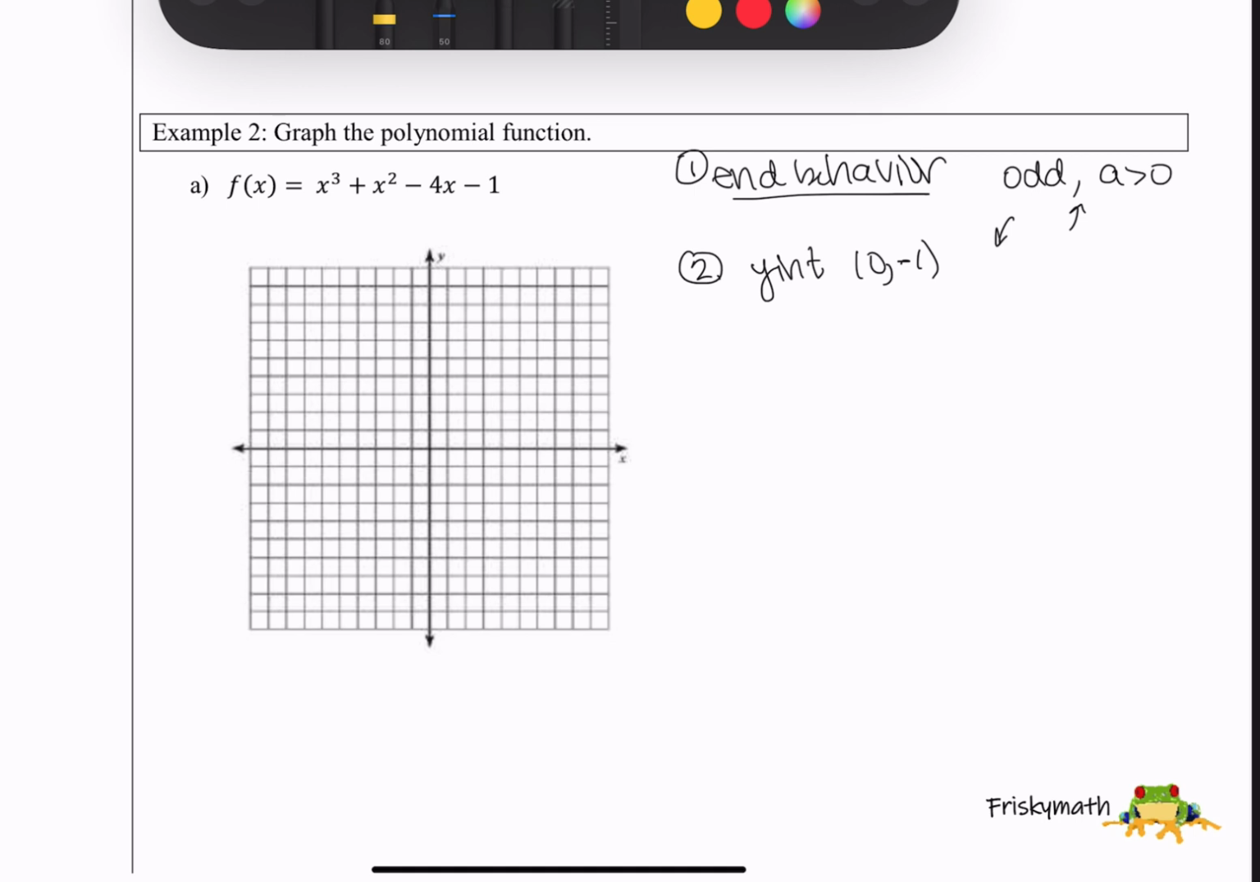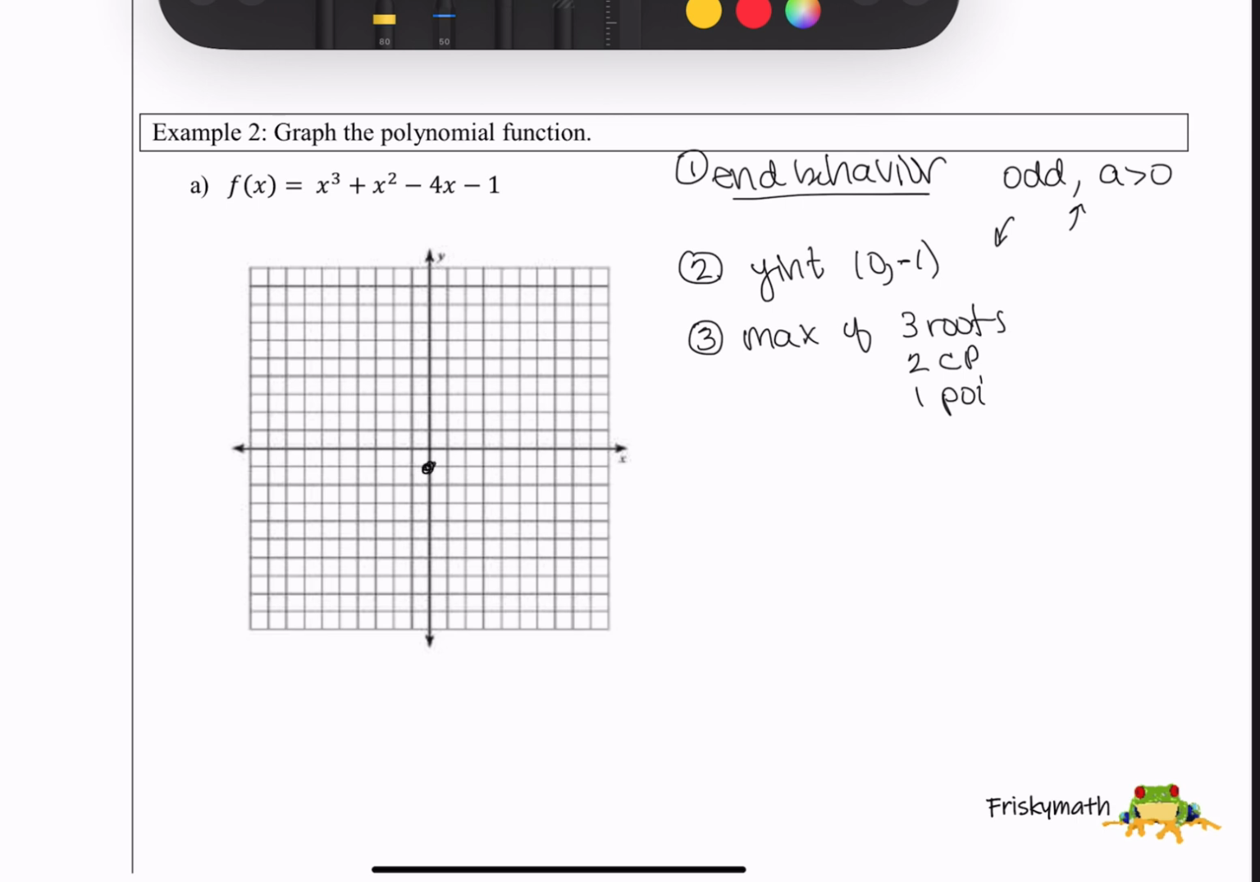I can identify other things. Well, because it's a cubic, at most, I know that I could have a max of maybe 3 roots, a max of maybe 2 critical points, and a max of maybe 1 point of inflection. Okay, that's the maximum. So if you ended up with like 4 roots, you'd know that there would be a problem. All right, so I'm going to go ahead and graph my y-intercept. So I know that (0, -1) is definitely a point on here.